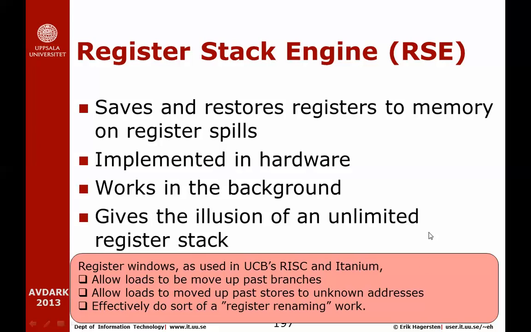So here's the question: register windows. What we've seen on the previous slide and here, as used in the Berkeley RISC and Itanium as well as Sparc. What do they really do? They effectively do some sort of register renaming. They allow you to access more physical registers than you can name in the instruction set architecture. Even though this register renaming, of course, is very different from the one that we discussed in conjunction with out-of-order execution.